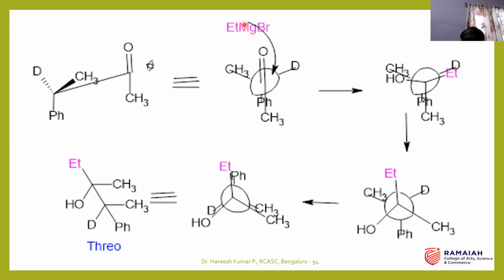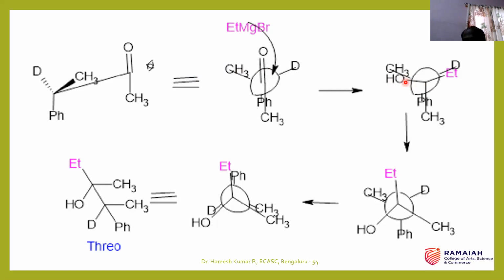But here, what is important? It is a nucleophile, ethyl magnesium bromide. It is attacking from the less hindered side. So then what you are getting? The hydroxy group is on the left hand side, and this one is the octane.